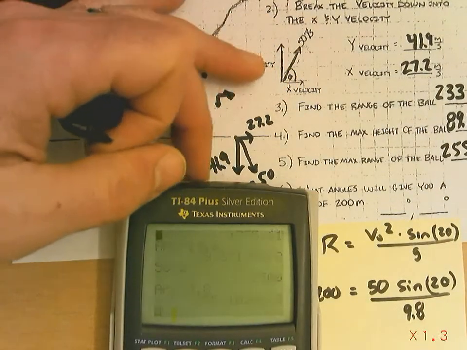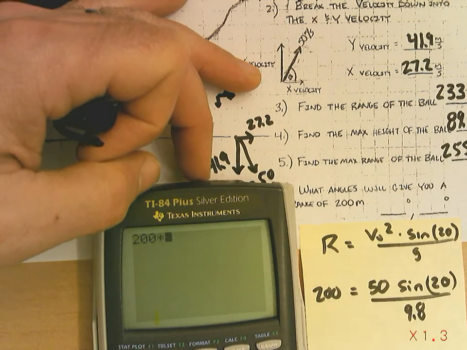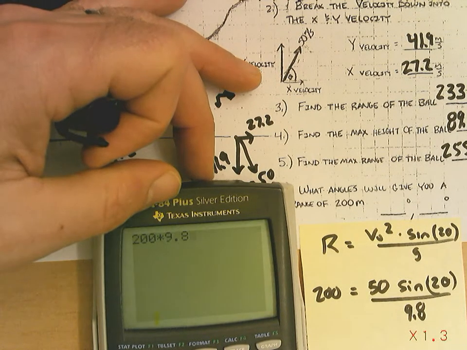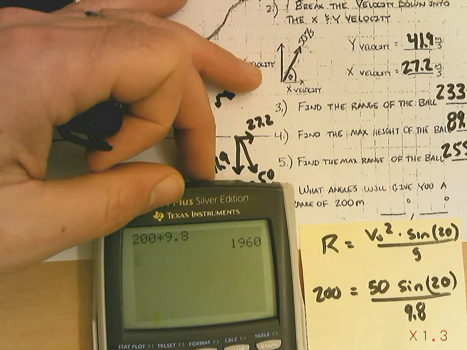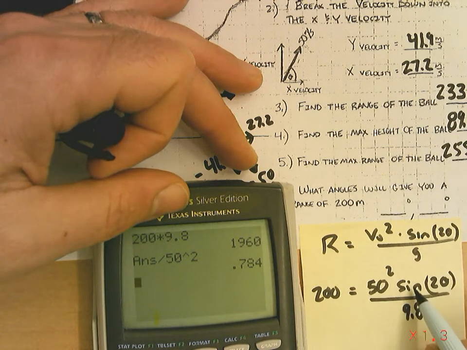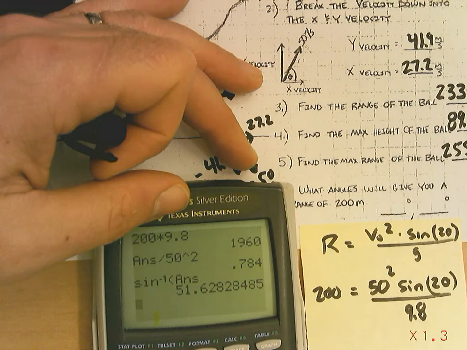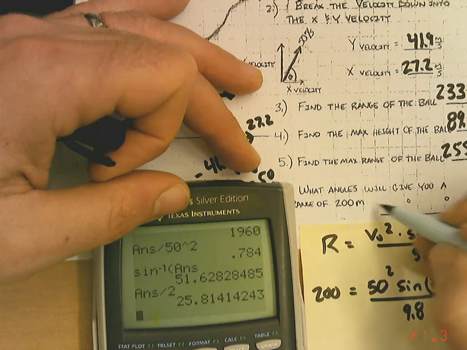So I'll go ahead and clear out what I had, and we'll work it backwards. 200, and we want to bring this up, so we want to multiply by 9.8. Then what we want to do is divide by 50 squared. Then, to get rid of sine, we have to inverse sine. So that will leave us with 2 theta on one side. So what we do is we hit second sine, and then we put that decimal in there. Then divide by 2, and now we know what one of those two angles will be.